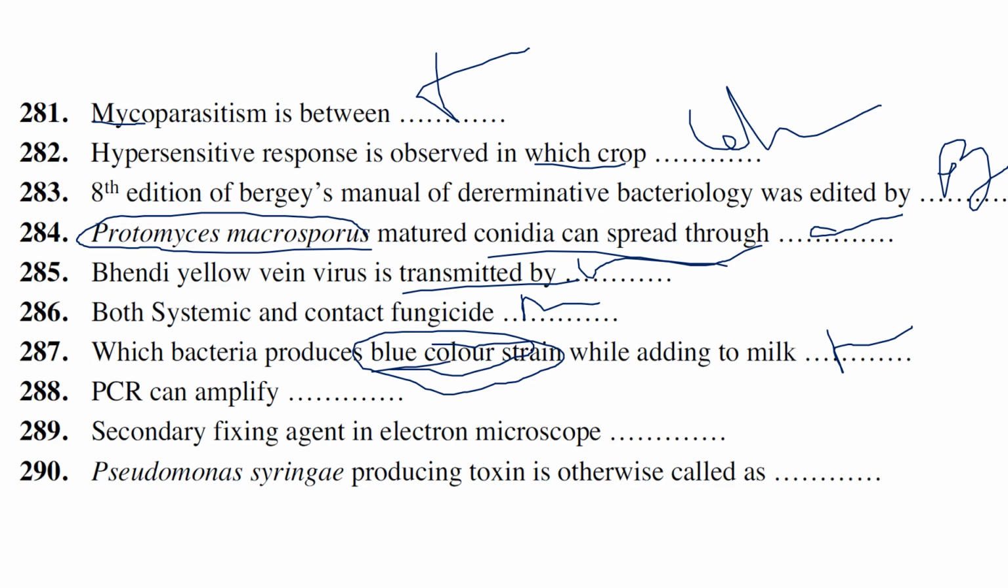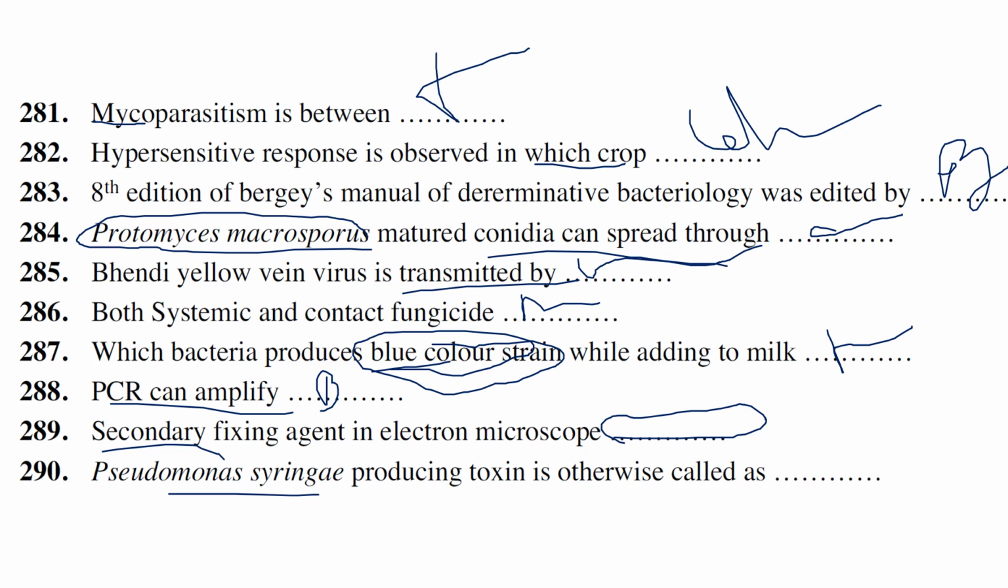PCR can amplify both DNA and RNA. I had a little doubt about it because some people say only DNA can be amplified, and some say RNA also can be amplified using PCR. But in the majority of the literature it is mentioned that PCR can amplify both DNA and RNA. So please let me know if there are any corrections regarding this. And as a secondary fixing agent in electron microscope, osmium tetroxide can be recommended.